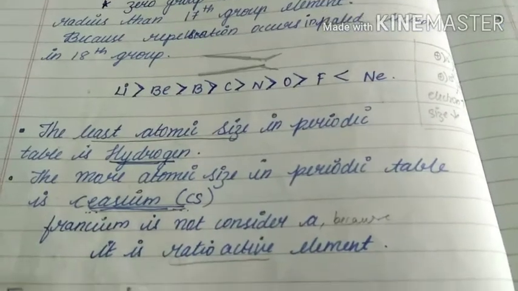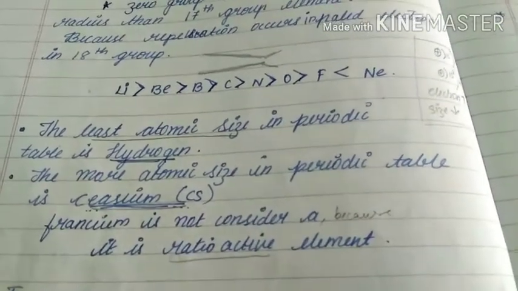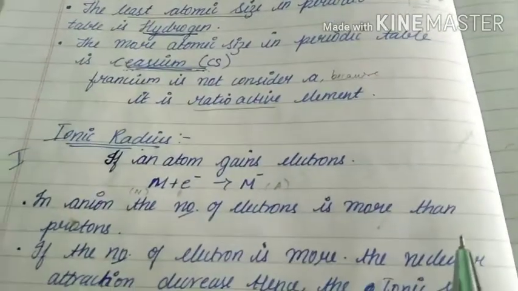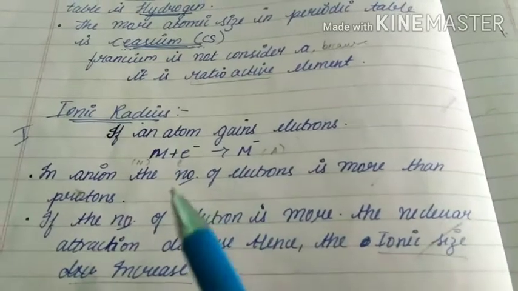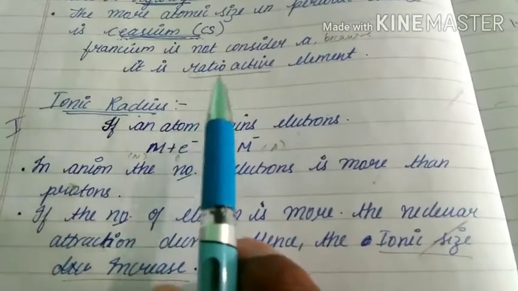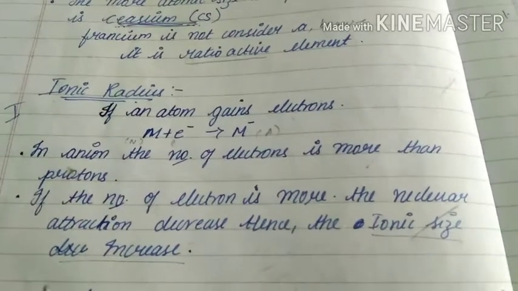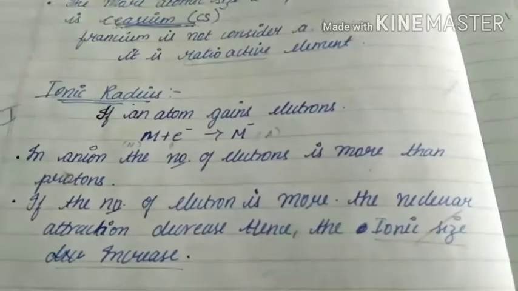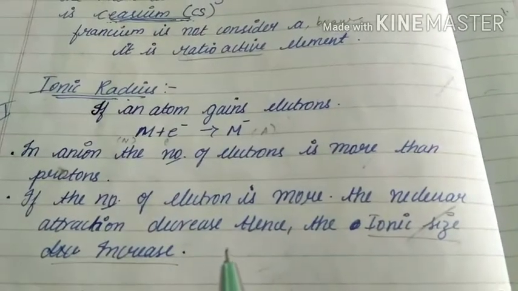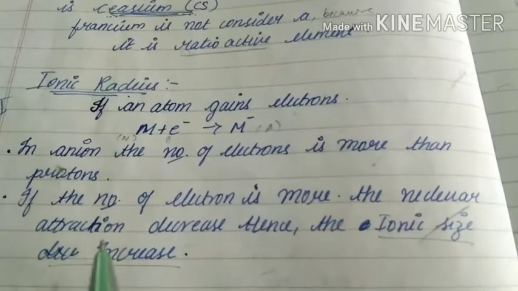Next, francium is not considered, I told you already, because it is a radioactive element. Next, ionic radius. Till now we discussed atomic radius. Now ionic radius. Ionic radius means ions having some size, that is called ionic radius. If atoms having size, that is called atomic radius. Ions having size, that is called ionic radius.